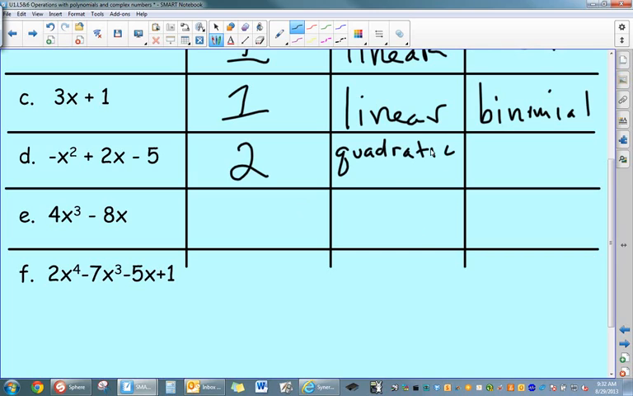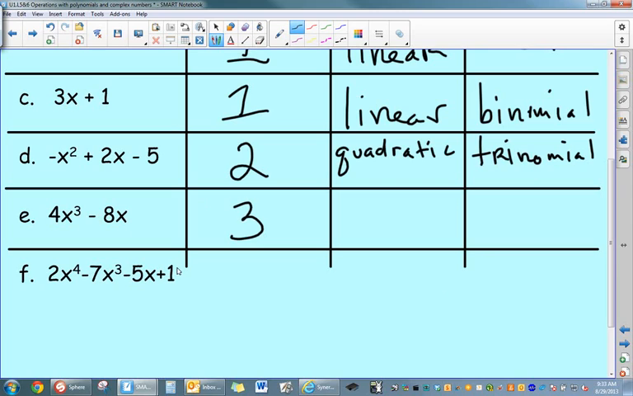Quadratic. All right, there are 3 terms. Trinomial. All right, the next one. What is the highest degree? Mike, what's the highest degree? 3. And remember what a third degree is called?